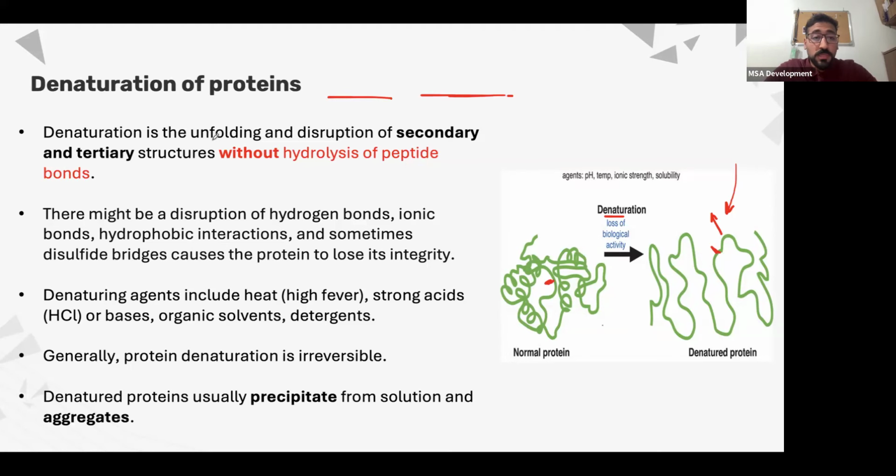Now, denaturation is the unfolding and disruption of the secondary and tertiary structures, but it's written here that it occurs without the hydrolysis of peptide bonds. I mentioned that we have different bonds: we have the R side chains and the peptide bonds, right? Let's keep in mind that out of all the bonds, the peptide bond can withstand stressors and high temperatures. However, the other bonds will break easily, due to any stressor. This brings us to ask: out of the four structures, which structure is stabilized purely by the peptide bonds? It's the primary structure.